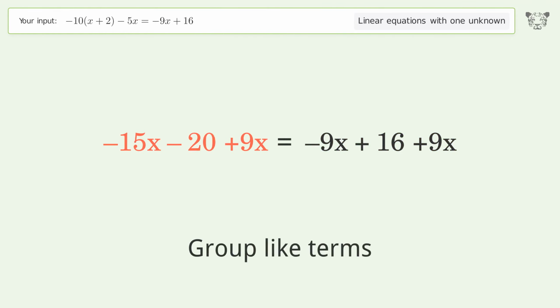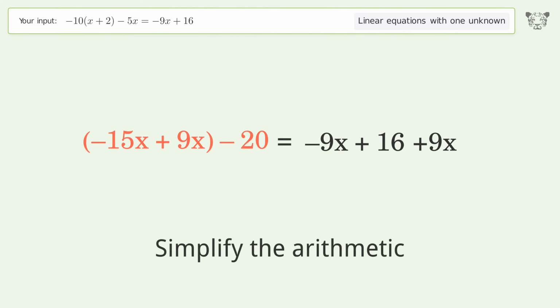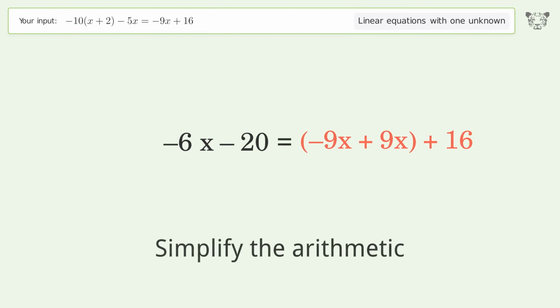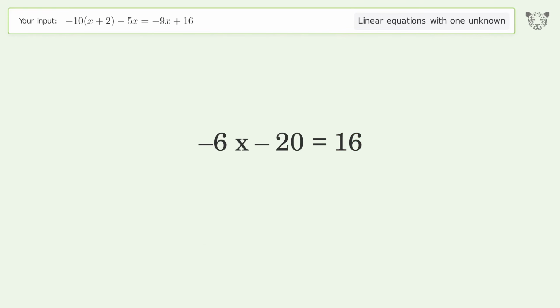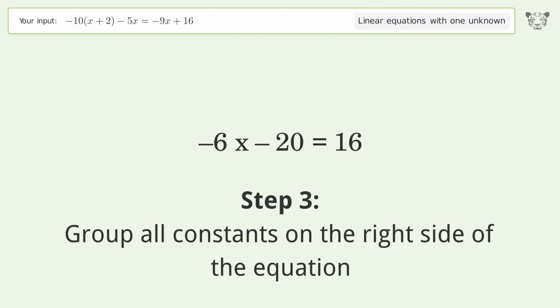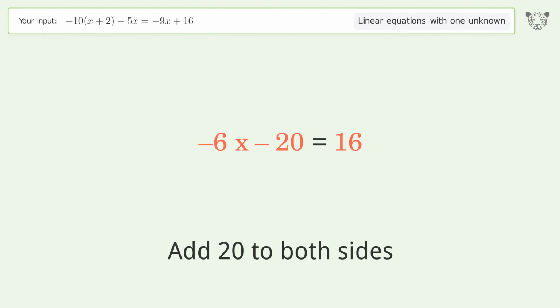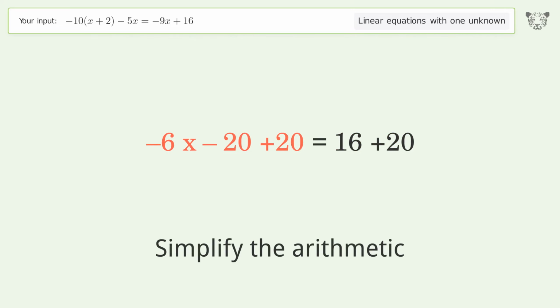Group like terms. Simplify the arithmetic. Group like terms. Simplify the arithmetic. Group all constants on the right side of the equation. Add 20 to both sides. Simplify the arithmetic.